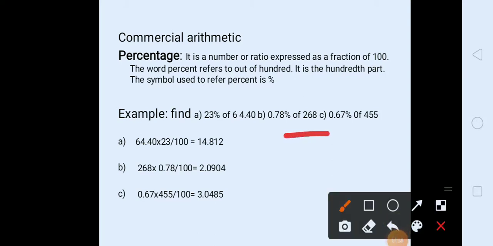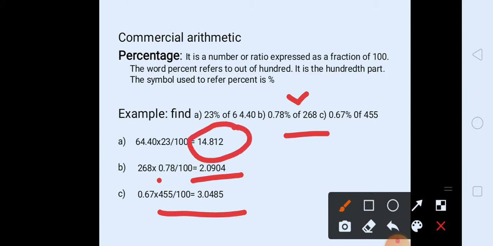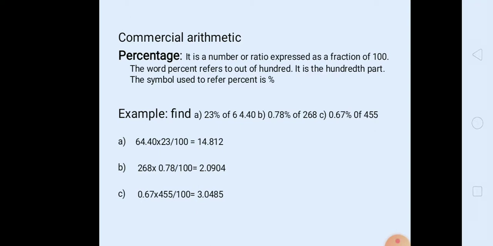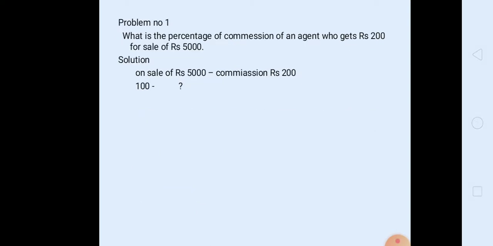Next, 0.78% of 268. Of means into, so you have to multiply here. 0.78 into 268 divided by 100, that is 2.09404. Next, 0.67 into 455 divided by 100, that is 3.0485. I hope, students, it is a simple problem, and you got the answer of all three. Now let us go for the next.